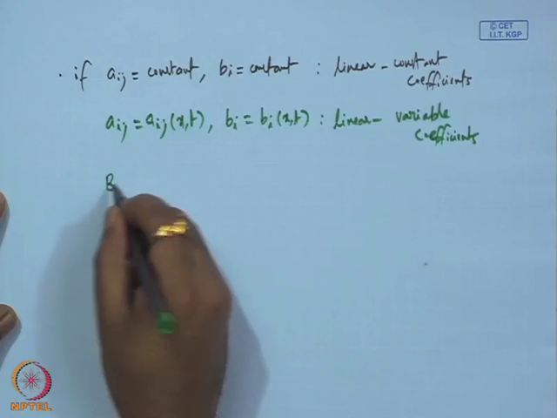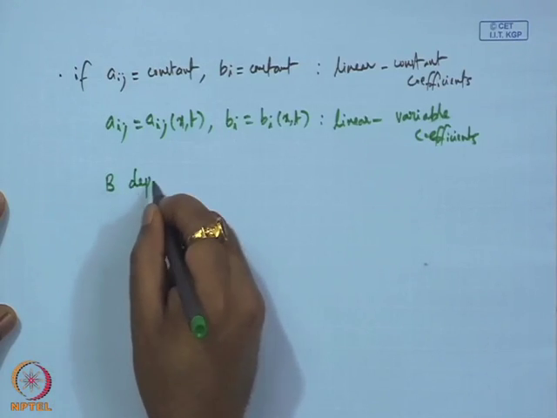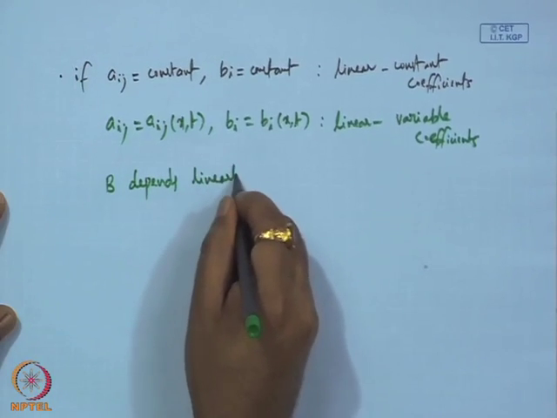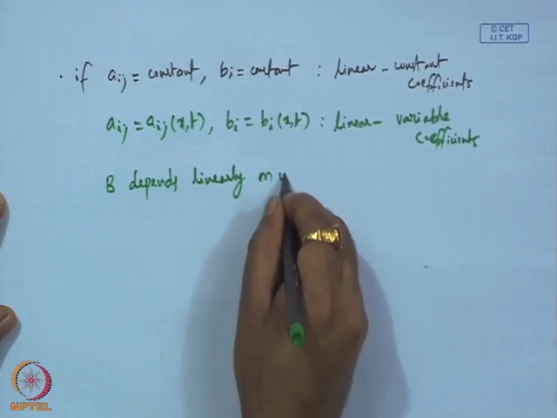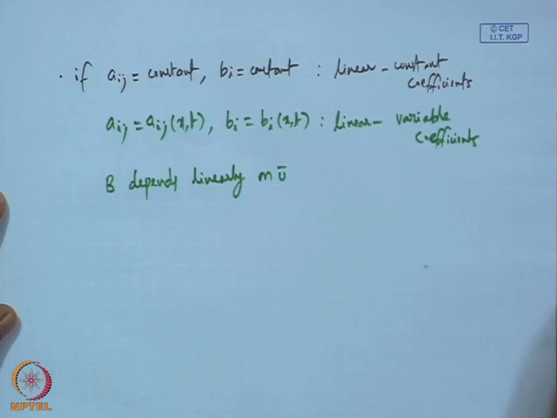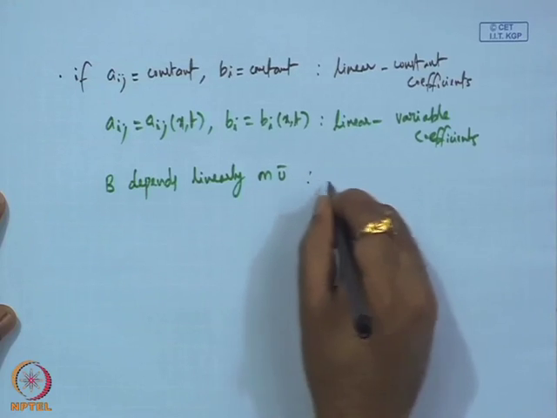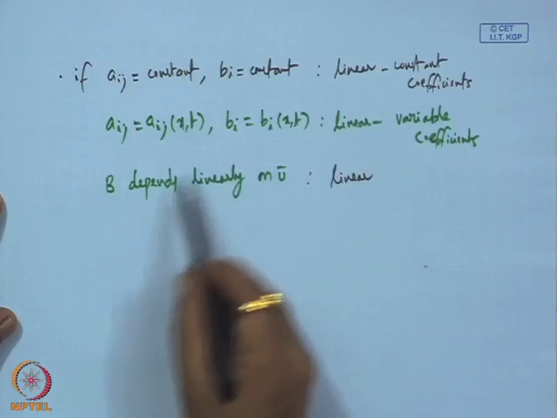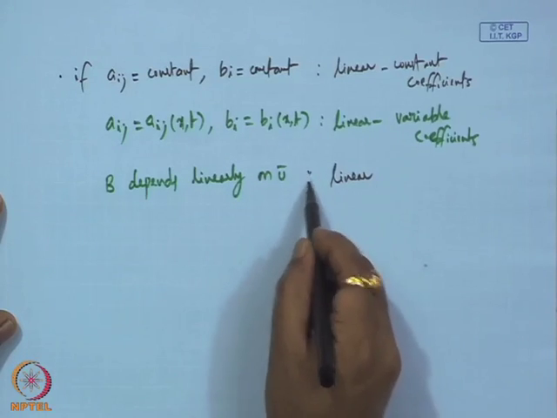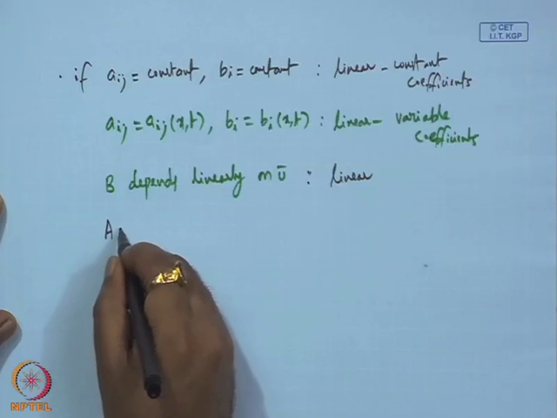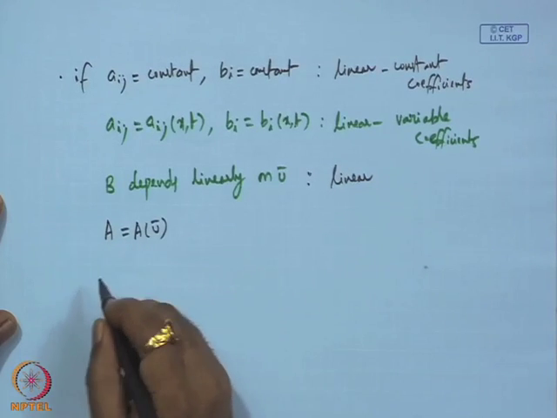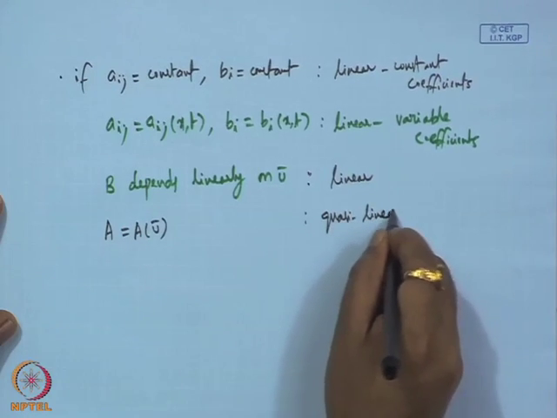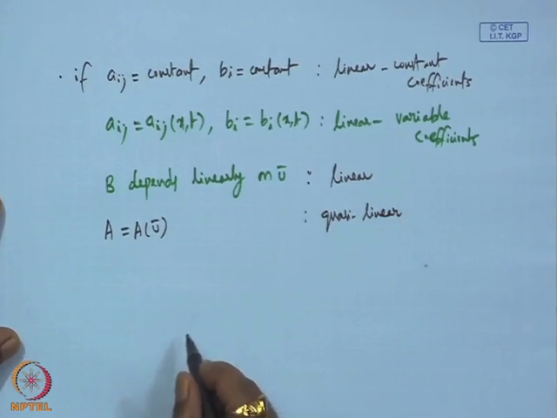If B depends linearly on u, okay, so then linear, depending on other coefficients, variable, but it is linear. If A is depending on u, then it is quasi linear. Okay.